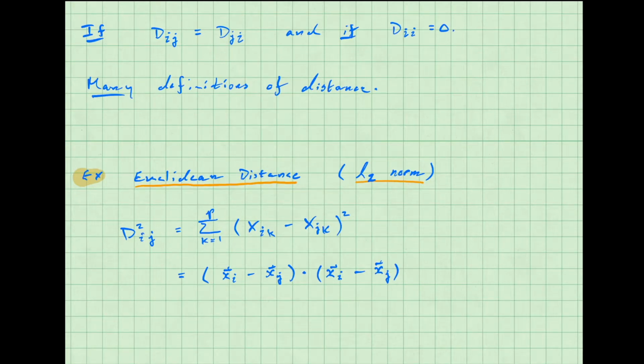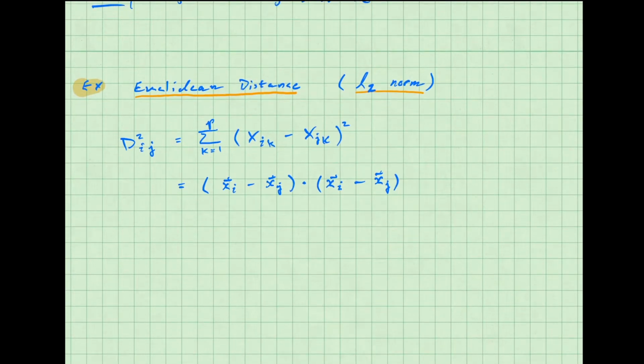I also like this version of writing it because I think you can see more clearly some of the geometric properties of this distance. So for example, if you multiply that dot product through, what you get is the squared magnitude of xi plus the squared magnitude of xj, and then minus this sort of cross term, twice xi dotted with xj.